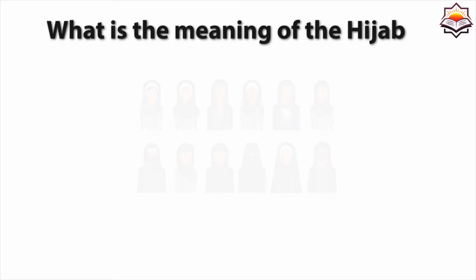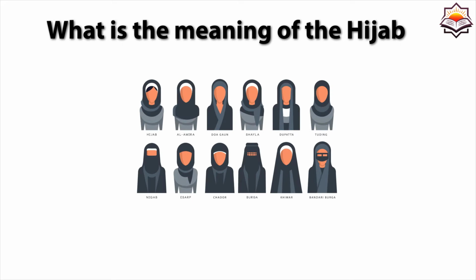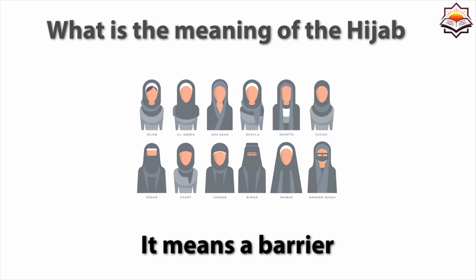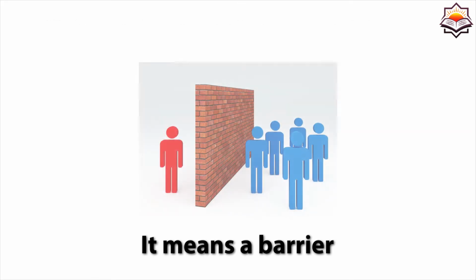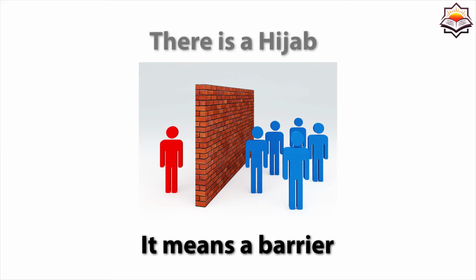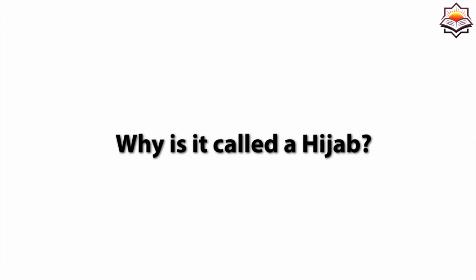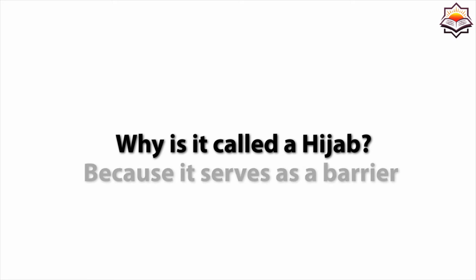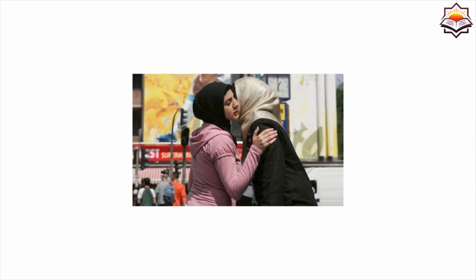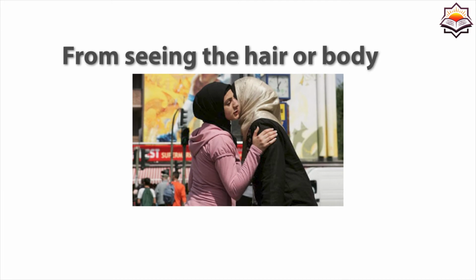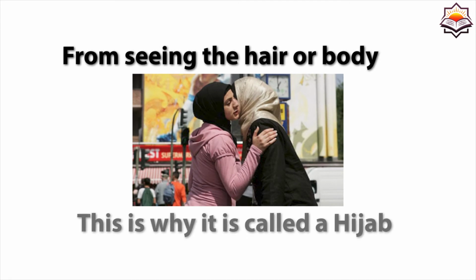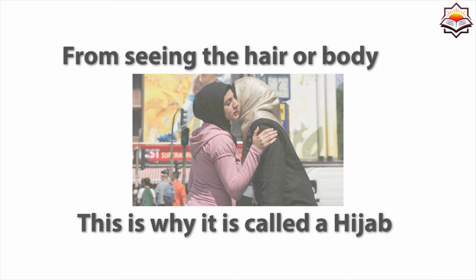What is the meaning of the hijab? The meaning of the hijab in Arabic means a barrier. When there is a barrier between things, there's a hijab. Now, why is it that the headscarf, for example, is called a hijab? Because it serves as a barrier, which prevents the onlooker from seeing the hair or from seeing the body. This is why it is called a hijab. It's a barrier between you and the onlooker.